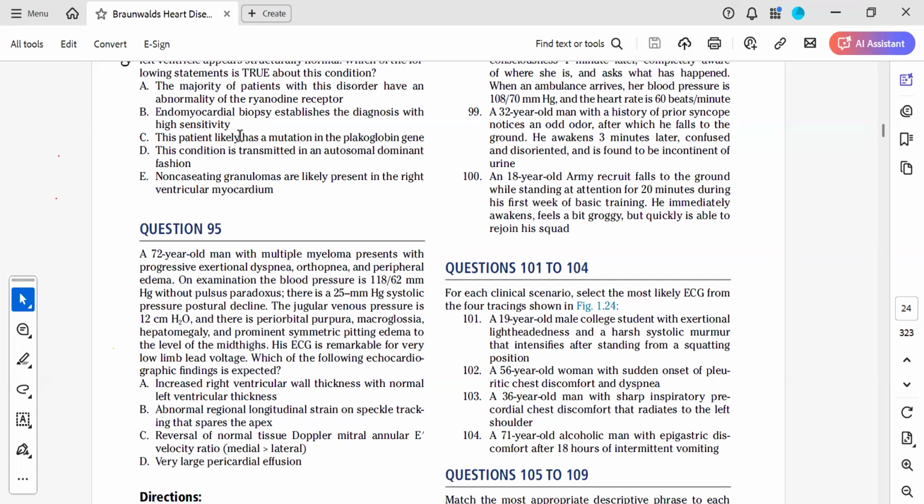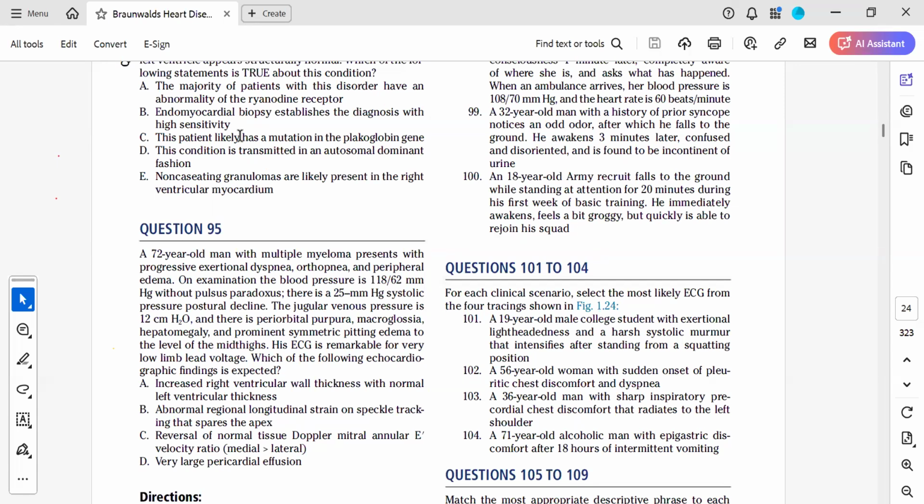So the right match for 101 is B. And then 102 says a 56-year-old woman with sudden onset pleuritic chest discomfort and dyspnea. So we know that pulmonary embolism can be associated with pleuritic chest pain and is often associated with shortness of breath. And it's often of acute onset. So with the ECGs that we described, this was likely going to be A. So 102 would match with A.